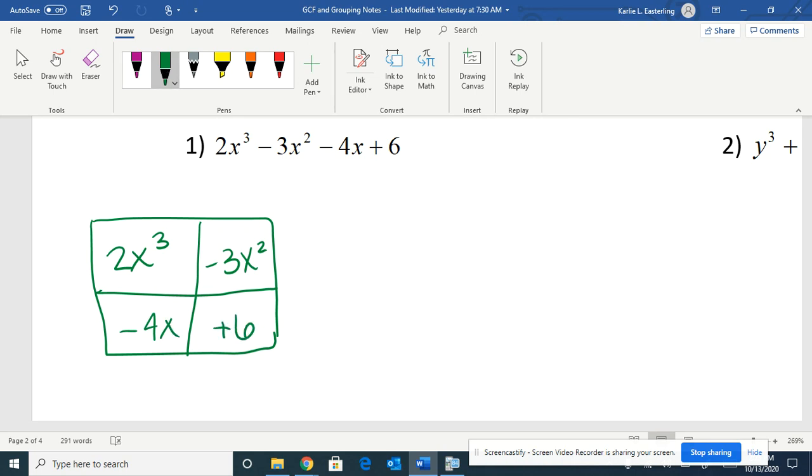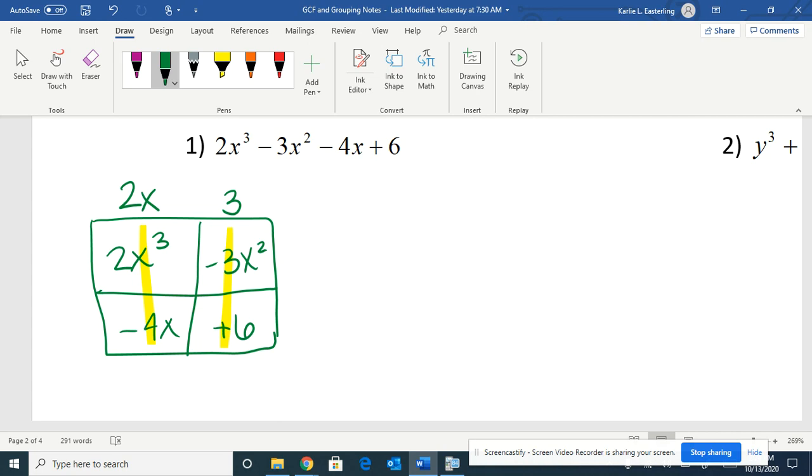So if we're pulling out a common factor here, let's do our columns first. We're looking at this first column. The first thing that we're going to be able to pull out is a 2x, because with 2 and 4, we can pull out a 2, and then with x cubed and x, we can pull out an x. If we're looking in the second column, with 3 and 6, we can pull out a 3, and then x squared is the only variable in that column, so we're going to leave it as it is, okay?